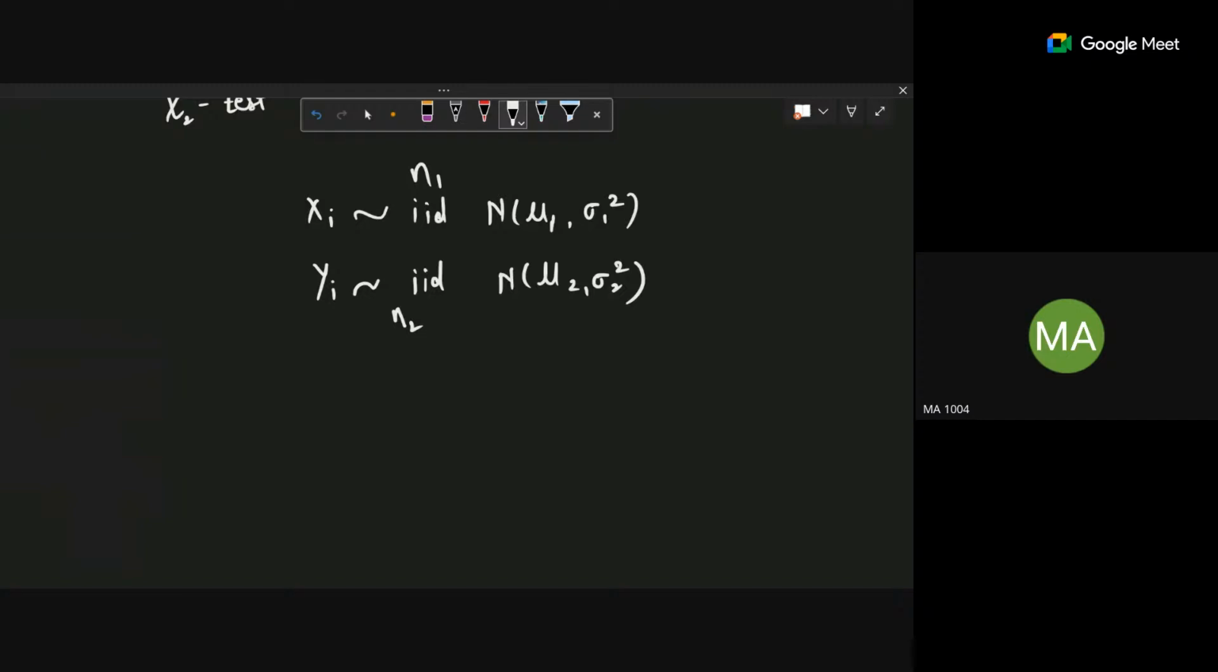So x1, x2, x3 till xn1 random variables are there, which are normally distributed with mean mu1 and sigma 1 square. Similarly, yi's are also independent and identically distributed random variables, which have this normal distribution. It may be possible that in some scenarios your xi will follow, let's say, an exponential distribution and yi a normal distribution. But in this particular part, we will be looking at the normal distribution only. And one more thing, xi's and yi's are also independent of each other.